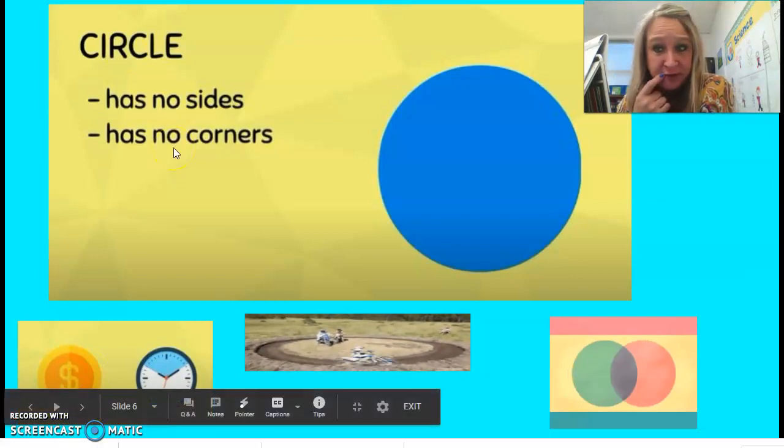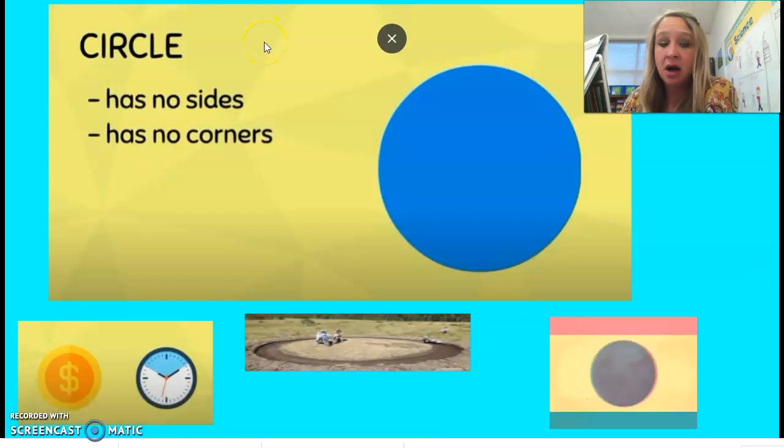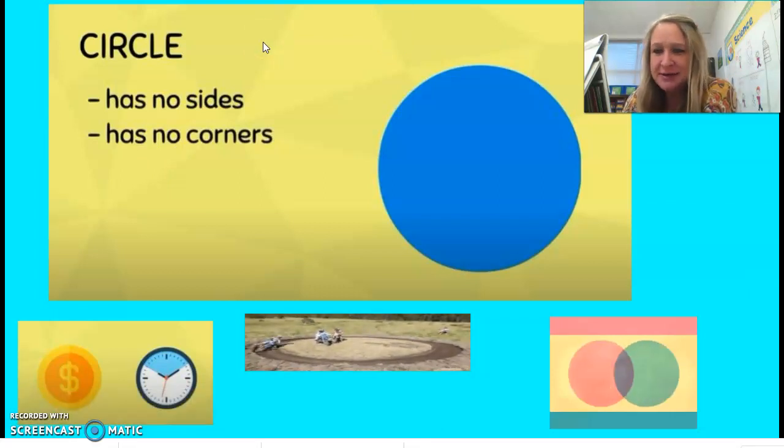Where have we heard those before? A clock. The little racetrack, the motorcycles going around. That's round like a circle. And the 2 circles at the bottom. Those are circles. They are round. They have 0 sides. They have 0 corners. Circle.